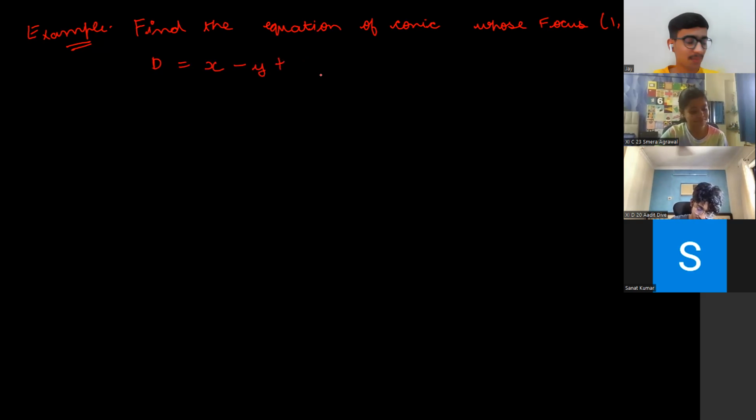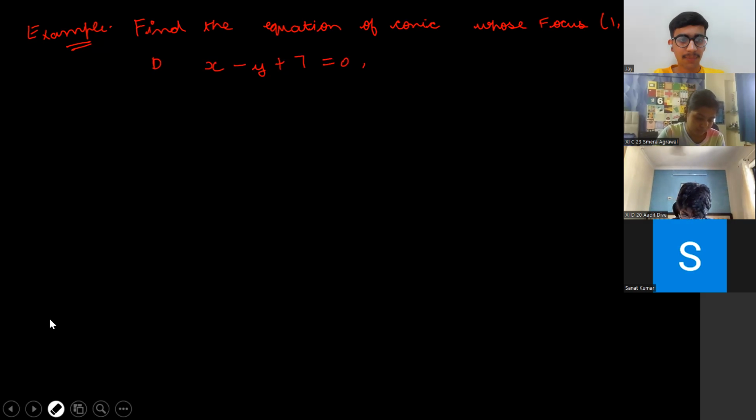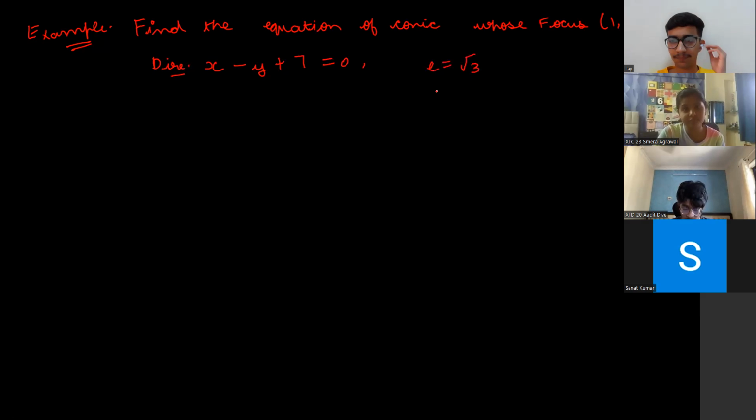So we have the focus as 1, -1 and the directrix is x minus y plus 7 is equal to 0. So ये equal to हटा दो यहाँ से. Directrix है x minus y plus 7 equal to 0 and eccentricity is √3. तो मैं एक बार हेल्प करता हूँ.